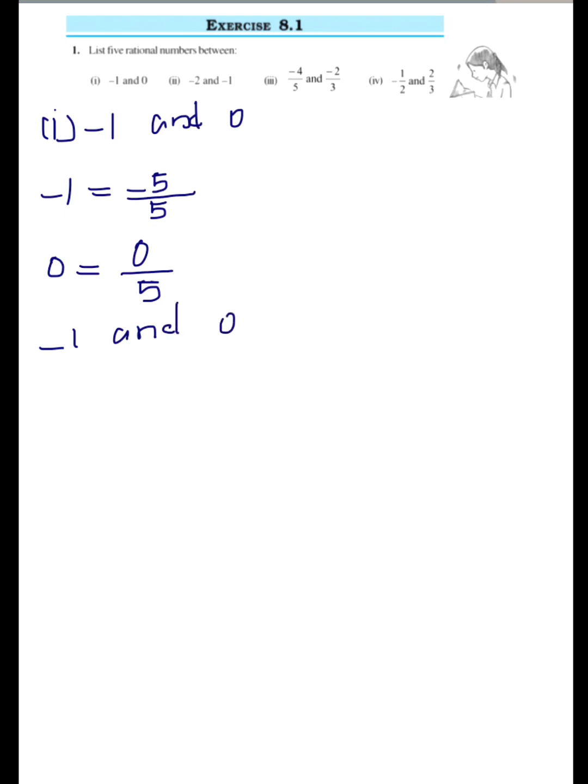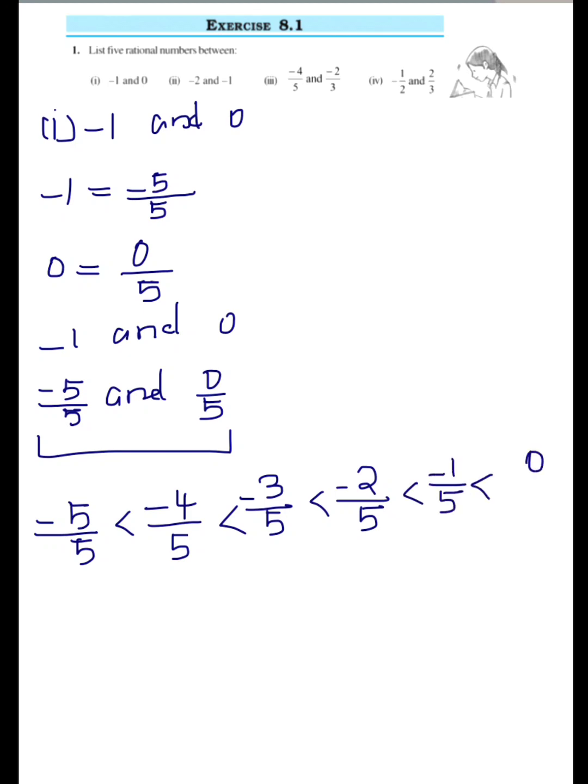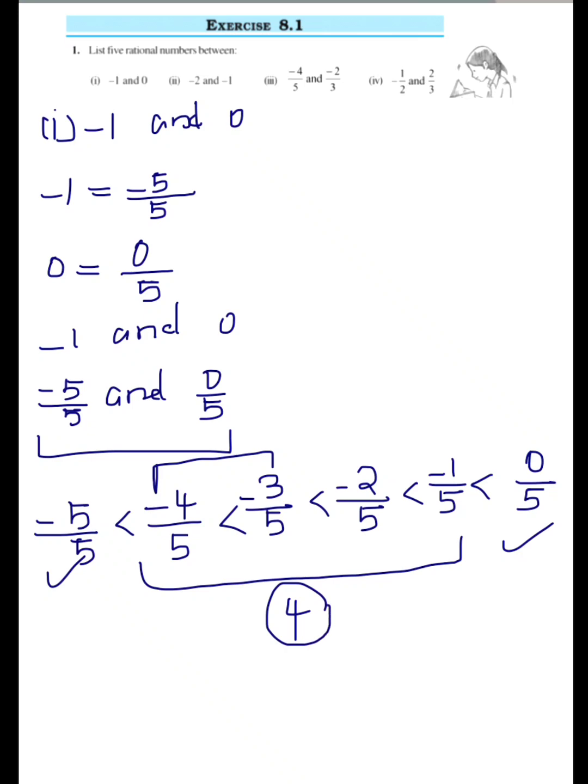That means I have to find 5 rational numbers between minus 5 by 5 and 0 by 5. It's very easy. How will you write the numbers in between them? You know that after minus 5 by 5, the next number will be minus 4 by 5, next minus 3 by 5, next minus 2 by 5, next minus 1 by 5, and the next will be 0 by 5.